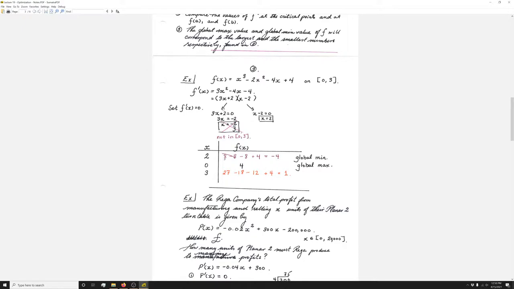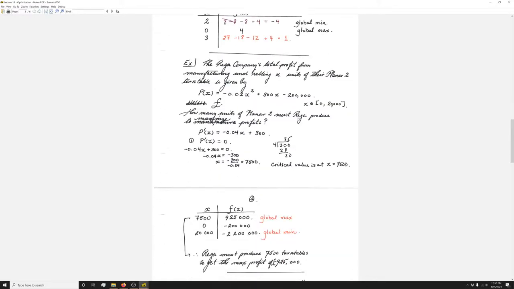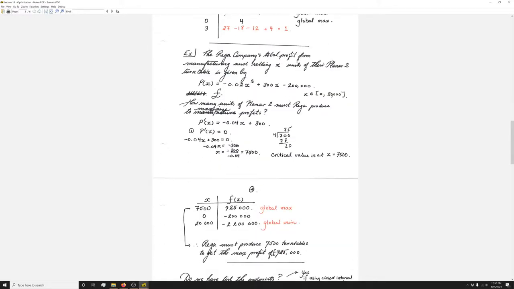And so we did it with different functions. We have a polynomial here. We did an application where we're looking for the total profit for manufacturing a product, and they sold x units. So we had the profit function. Again, you might not be given the profit function directly. You could be given the revenue and the cost separately and be asked to find the profit, and then asked to maximize the total profit.